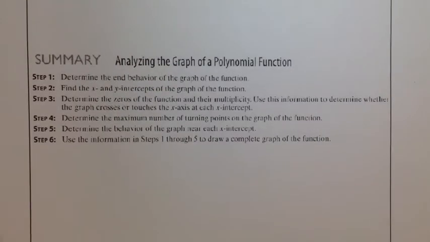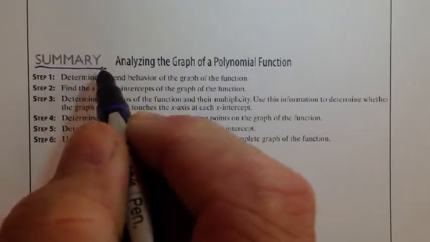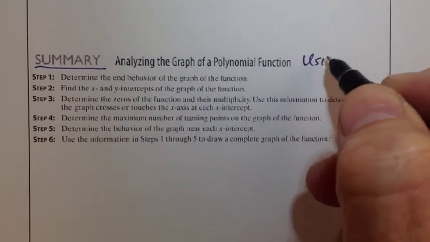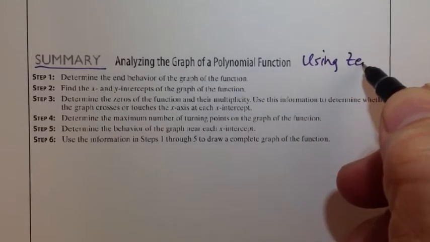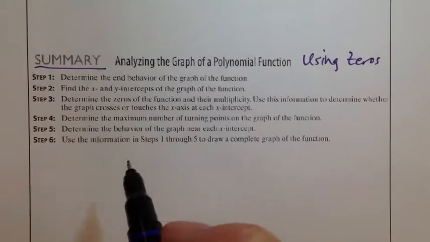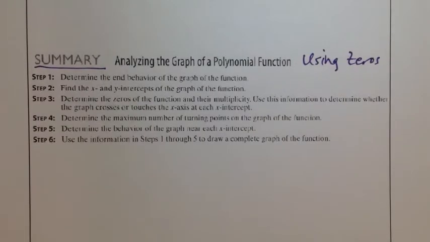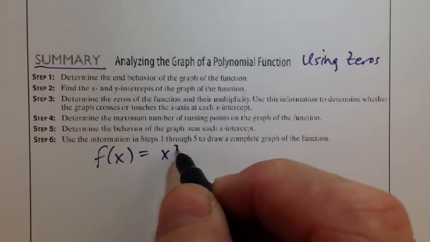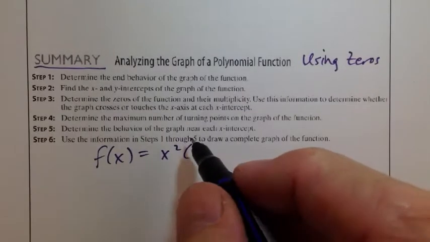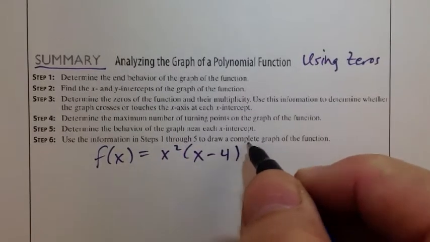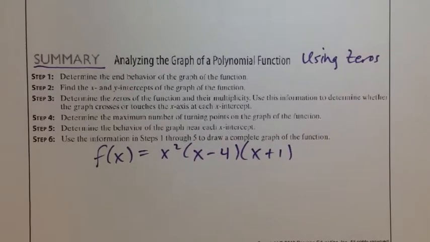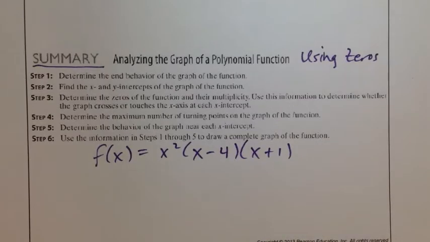Oops, that's not the slide I want to show you. This one here is a summary of what we talked about in class, basically analyzing the graph using zeros. So I want to make sure that's perfectly clear. Let's say f of x equals x squared multiplied by x minus 4, and we multiply that by x plus 1. So just a quick review of what we did in class.